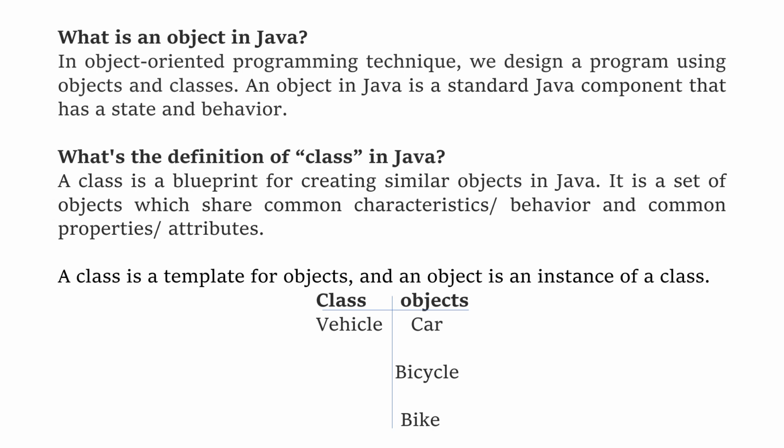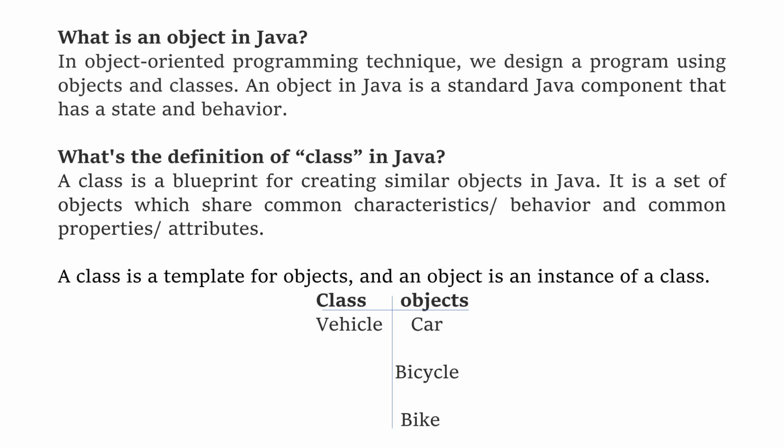A class is a blueprint for creating similar objects in Java, and we can say a class is a set of objects which share common characteristics or behavior and common properties or attributes. And as a summary, you can say a class is a template for objects and an object is an instance of a class.